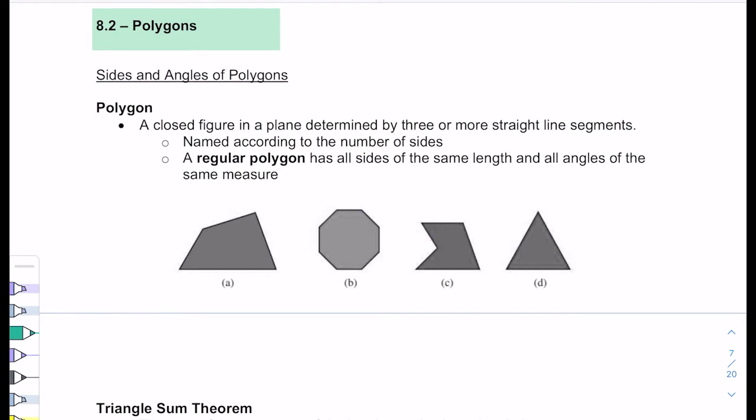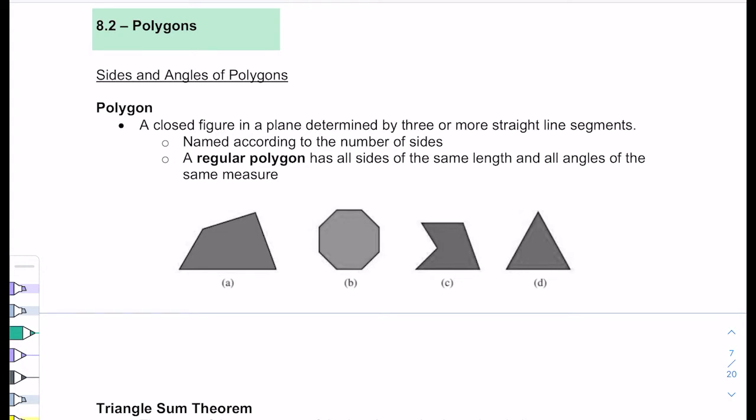Everyone, welcome back to Chapter 8. Today I'm going to be talking about 8.2, which is polygons, and we're going to look at sides and angles. So a polygon is just a closed figure in a plane determined by three or more straight line segments. You've learned about polygons before, so triangles, squares, rectangles, decagons, pentagons, and those things. They're named according to the number of sides.